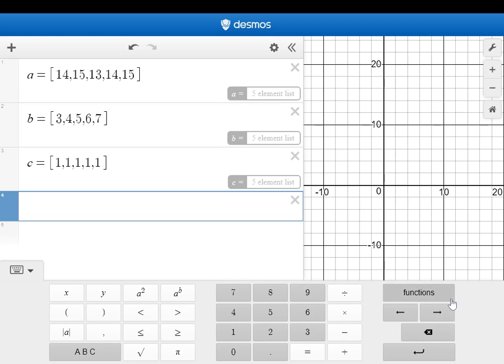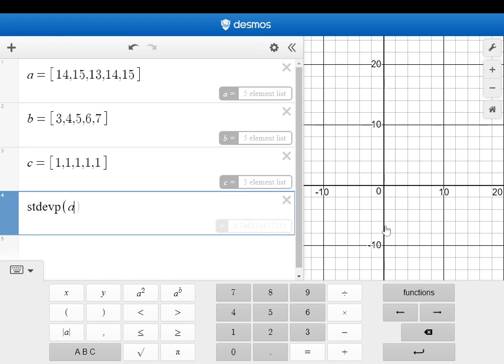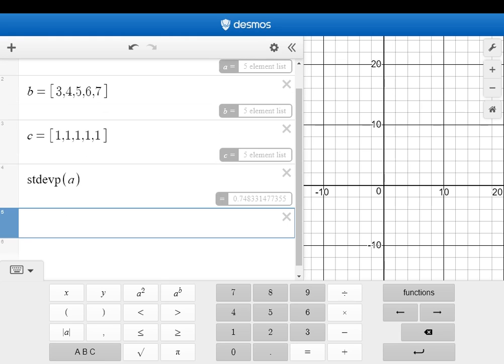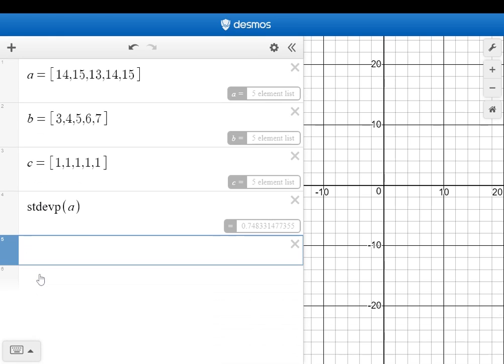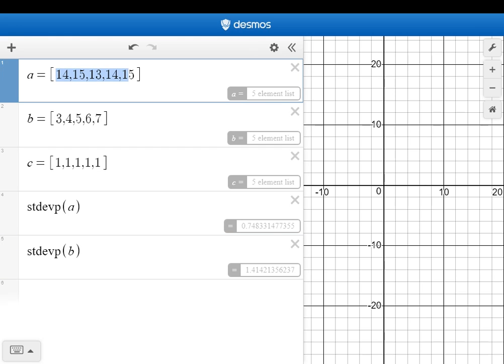is type in or find on your functions the standard dev p, type A, there's our standard deviation of the first set of data. Then the same thing again, standard dev p for B, stdev p of B. So the first one, standard deviation, is less than the second one. Even though those numbers are larger, they're closer to each other, which means their standard deviation is smaller. These numbers are smaller, but they're further apart.